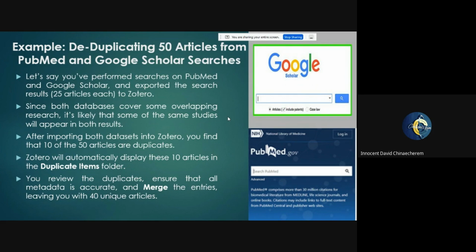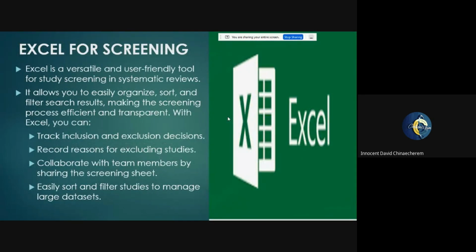So I'm also just going to talk about another tool we need to use, which is going to be Excel, where we'll perform our screening, because our screening usually takes place in Excel. Excel is a very user-friendly tool that we can also use in performing screening in systematic reviews.